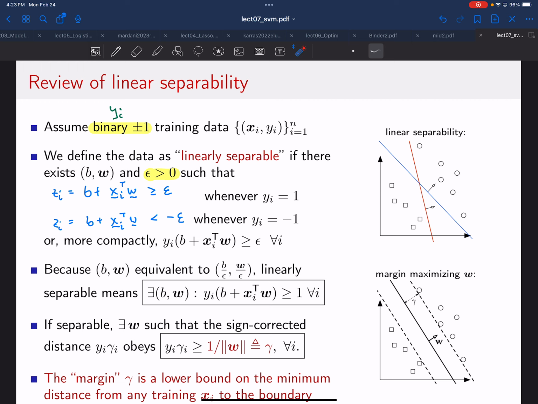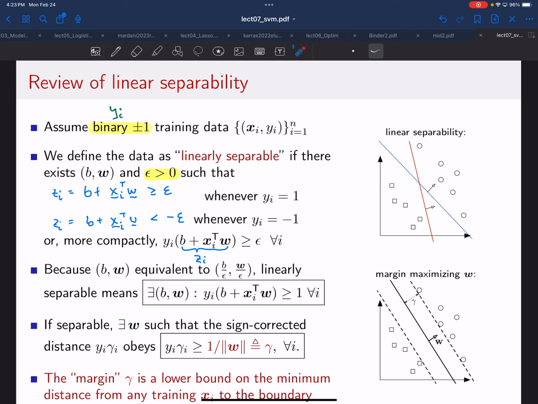So this is nicer because instead of 2 inequalities, we can just focus on 1. Okay, so we need that this happens for all i in the training data set. If you want to think about this as the score, because y is plus or minus 1, this is like you're correcting the sign on the score. And if this sign corrected score is always positive, that's what it means to be linearly separable.